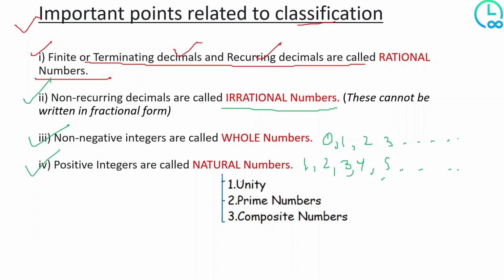And these are further divided into three types. Unity, that is your 1. 1 is neither prime nor composite, just as 0 is neither positive nor negative. Prime numbers are numbers like 2, 3, 5, 7. We'll see the definition of prime numbers, and also how to find whether a number is prime or not, in upcoming slides. Composite numbers are numbers like 6, 4, 8.